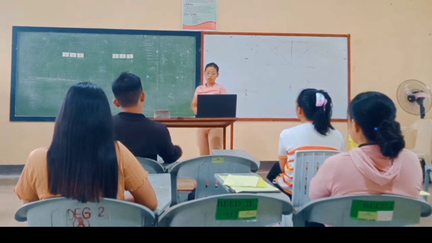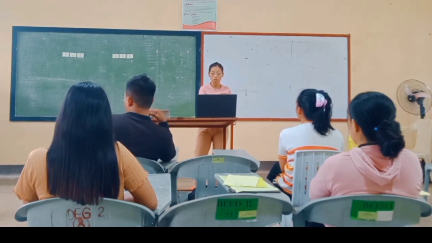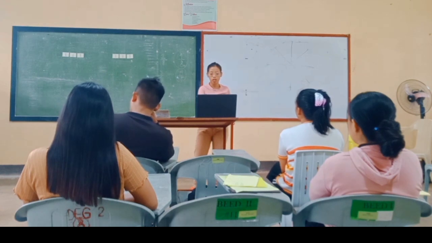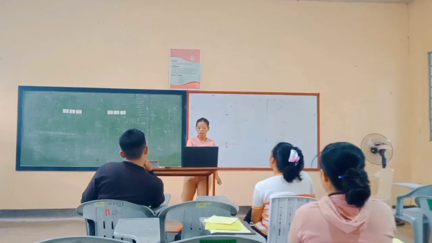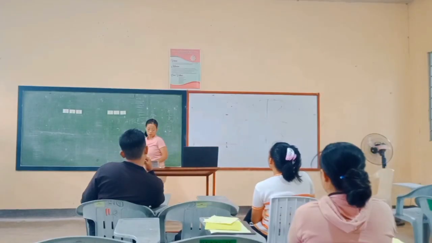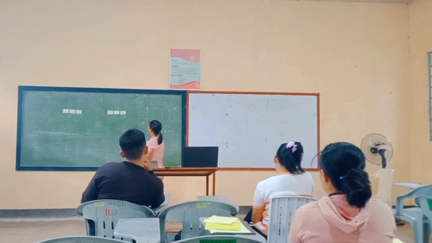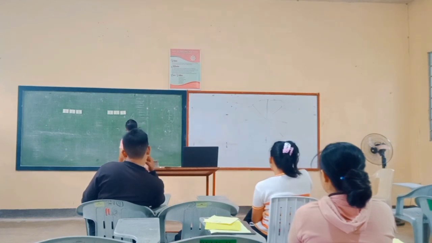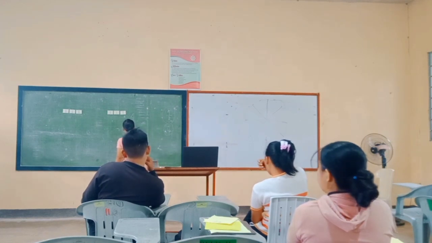Okay, to compare fractions with different denominators, we must convert the fractions to equivalent fractions with a common denominator and then look at the numerators. For example, Jason ate 4/5 of a pizza and Gia ate 2/3 of a pizza.